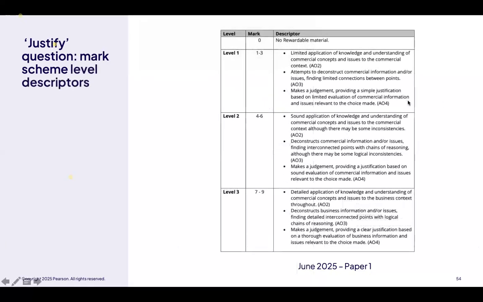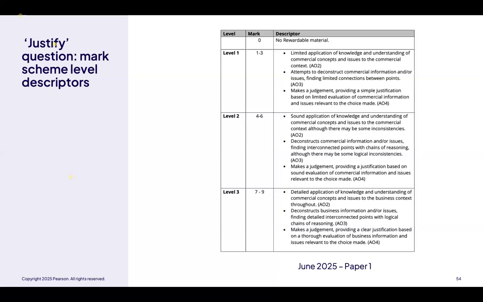So this is how the mark scheme works. Here are the levels. This should be quite familiar to us, because we've seen this before. The first bullet point, limited application or sound application, we looked at before. Look at the second bullet point in each box: attempts to deconstruct commercial information, find issues, limited connections. Yes, that's AO3. We're aware of that.